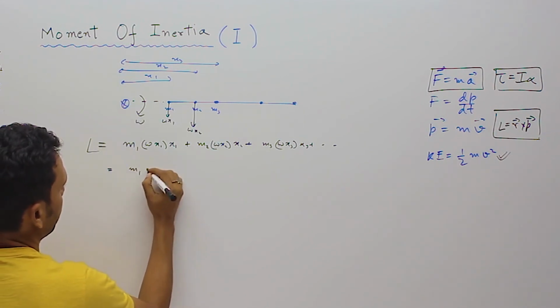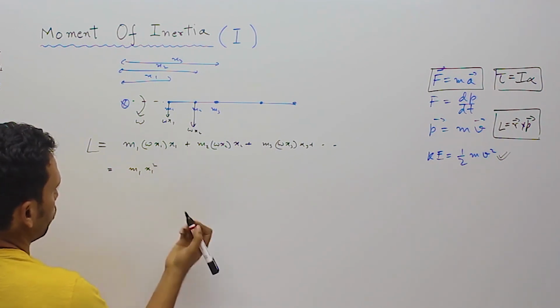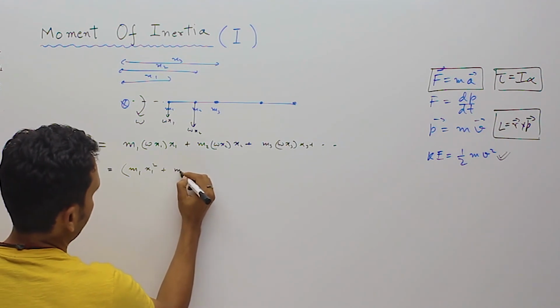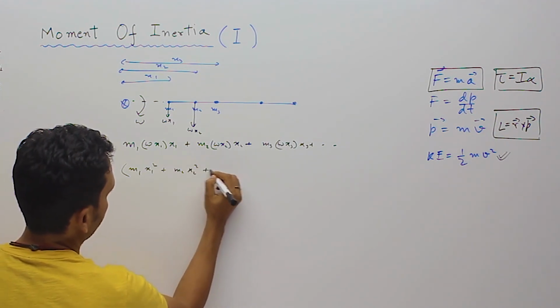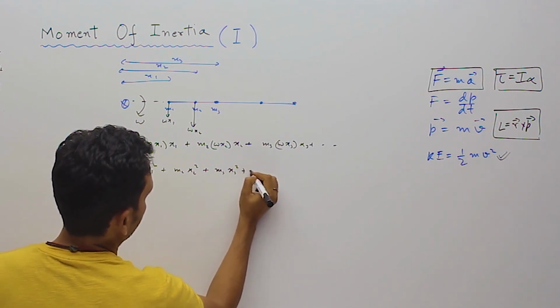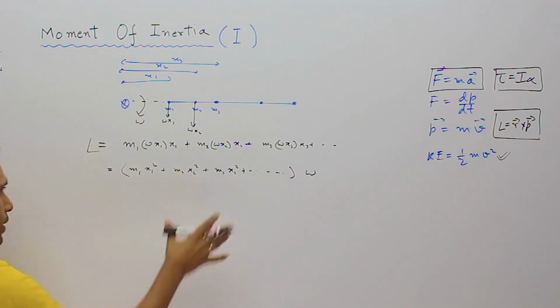So what we get is m1 x1 and x1. So if you had been wondering how the square is going to come, it comes as m1 x1 square plus m2 x2 square plus m3 x3 square, dot dot, everything, and the omega outside. So we are going to get this term again.